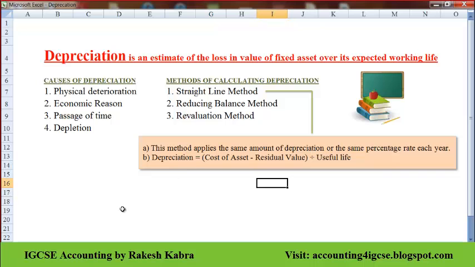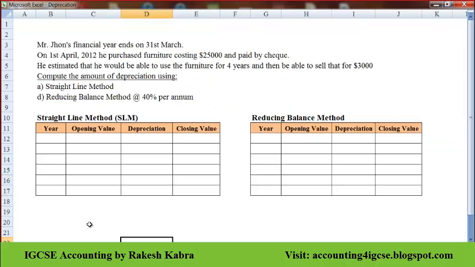Today I am going to take one question. Through that question we will understand the straight line method again, and then we will discuss the next method, the reducing balance method. So we have a question. Is the question visible to you? Yes, so let us see what is there in the question.